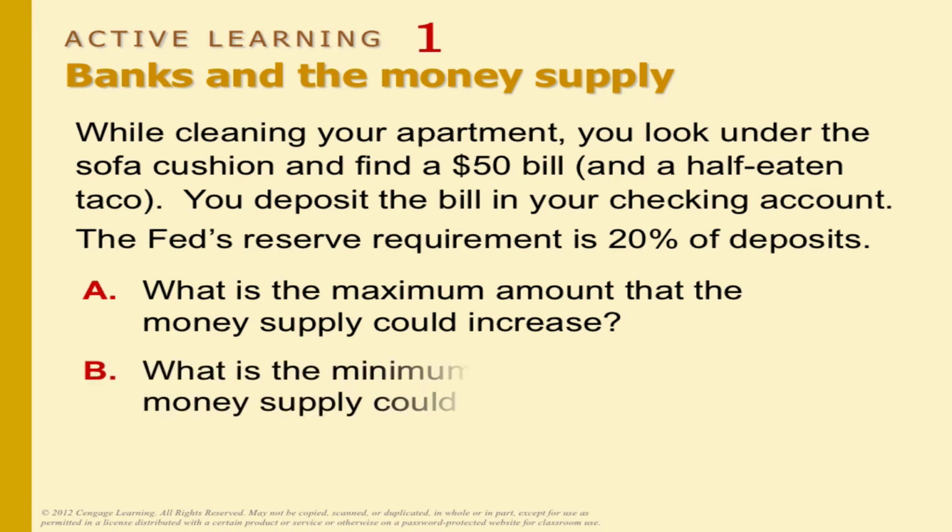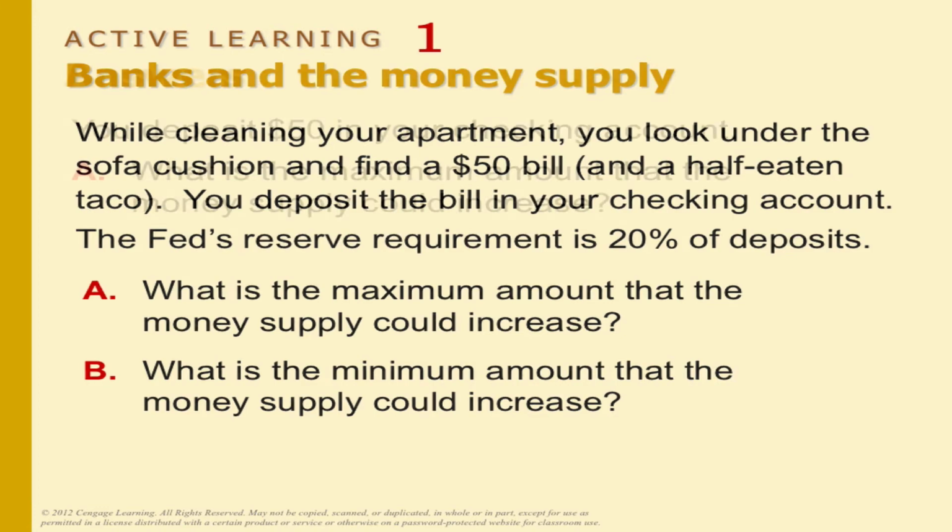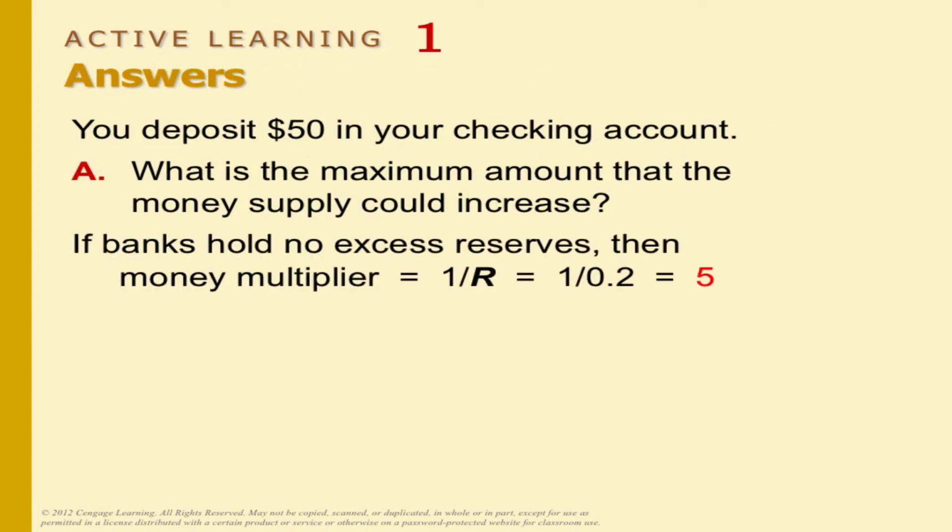What's the minimum amount the money supply could increase? $0. Wrong. If you deposit it, it's 50. What if the bank keeps all of it? The bank holds no excess reserves. Money multiplier is 5. You put $50 in. That multiplies to how much when you multiply 50 times 5?